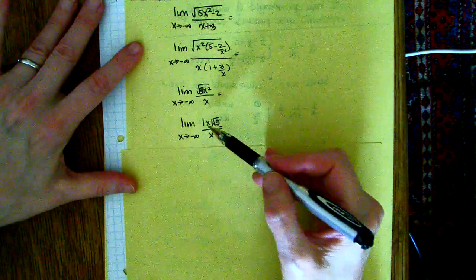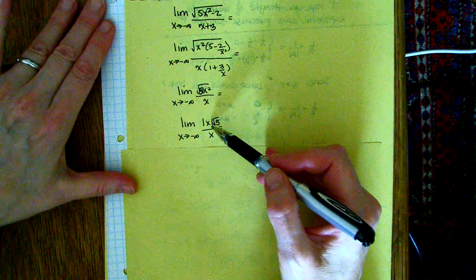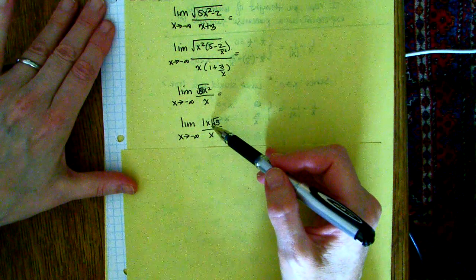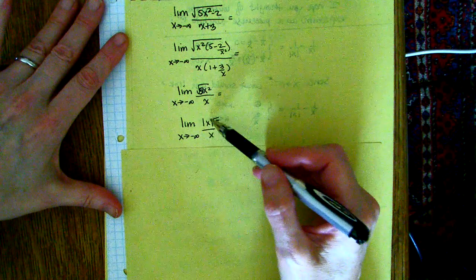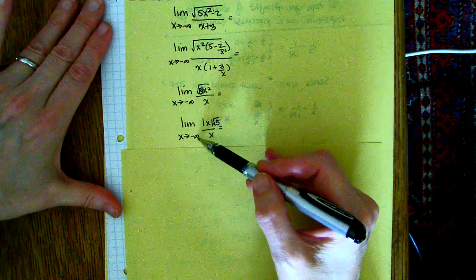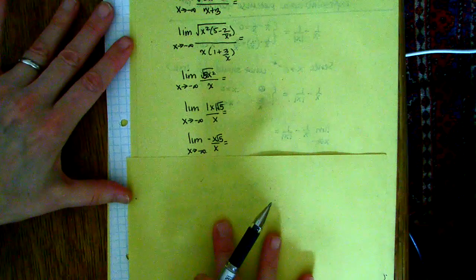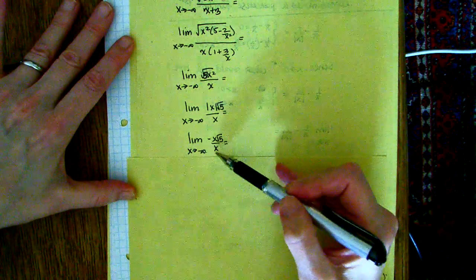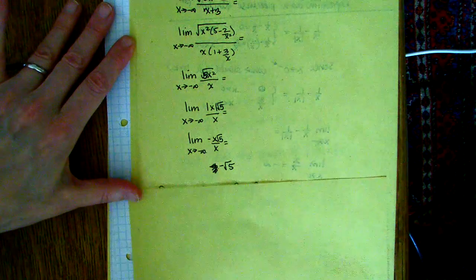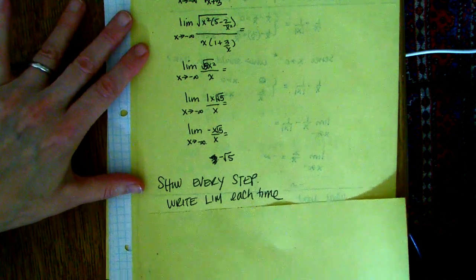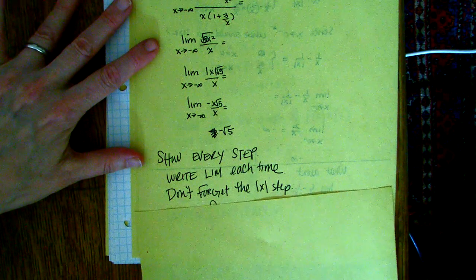Now you have to do a little thinking. What will you replace the absolute value of x with? Think for a moment, pause the video. Okay, so the absolute value of x is going to get replaced with opposite of x because x is approaching very large negative numbers. And so that limit is equal to this limit. And now you can see that x's cancel and you're getting minus root 5 for the limit. Show every step, write lim every time. Don't forget the absolute value step, and write vertically.